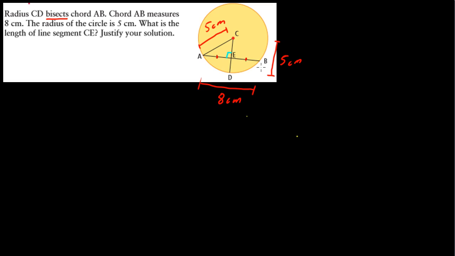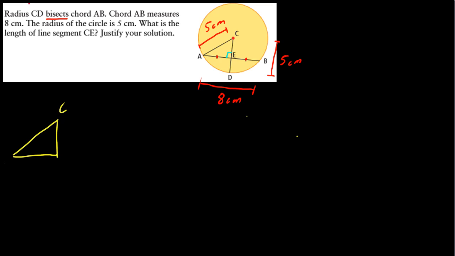And actually, it's kind of interesting. This chord here, AB, if it were to extend on, has another name. It's called a secant line. And a secant line hits a circle at exactly two positions on the circumference. This is something that you don't need to know in grade 9, but you might hear that word later on. And that's actually what this chord AB is. It's a part of a secant line. Kind of neat.